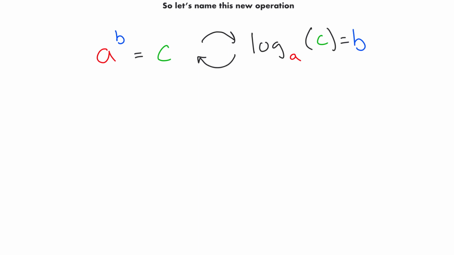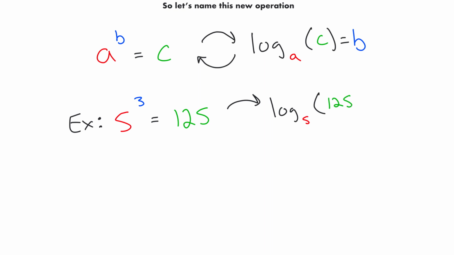So let me give you some examples so that we can learn how to translate between the two, but also how to read them. So here's a first example. If I have 5 to the third power, we all know that that is equal to 5 times 5 times 5, which is 125. That is a true mathematical statement. I could rewrite that into a logarithm. I could rewrite that into the logarithm log base 5 of 125 is equal to 3.